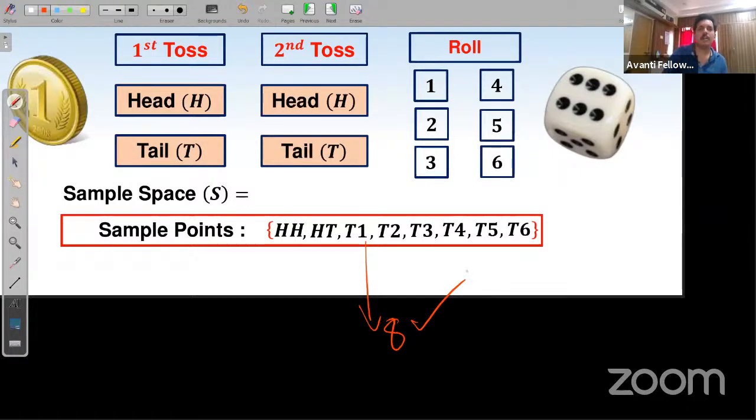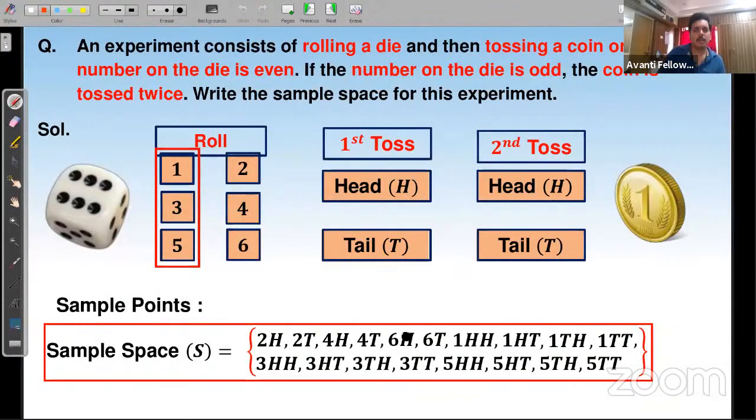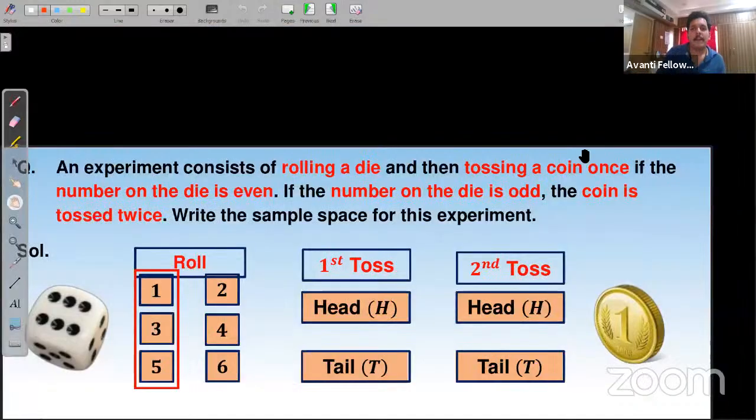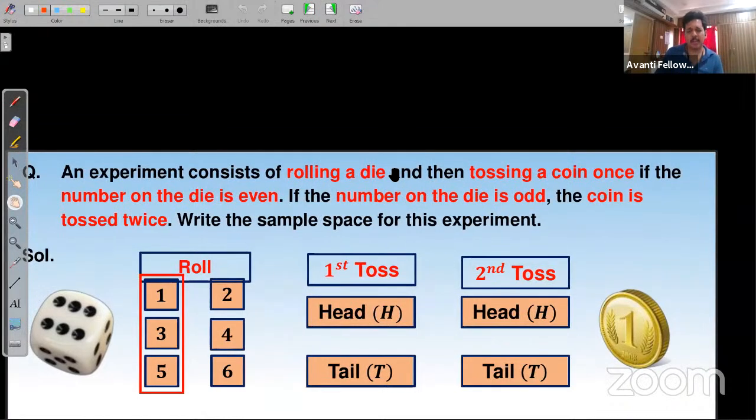So look at here. Another small question is there. An experiment consists of, guys, the same kind of question. I need how many elements are there in the sample space. That's it. No need of writing the sample space, guys. It will be a very big one. I just need how many elements you are getting. So what is the question?